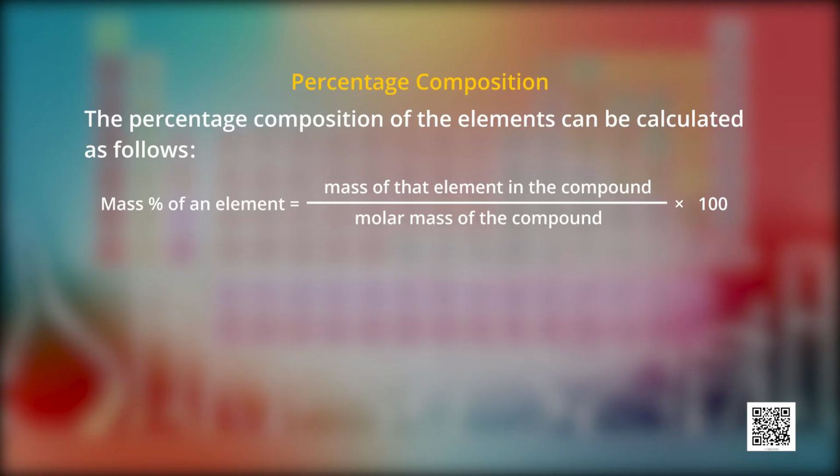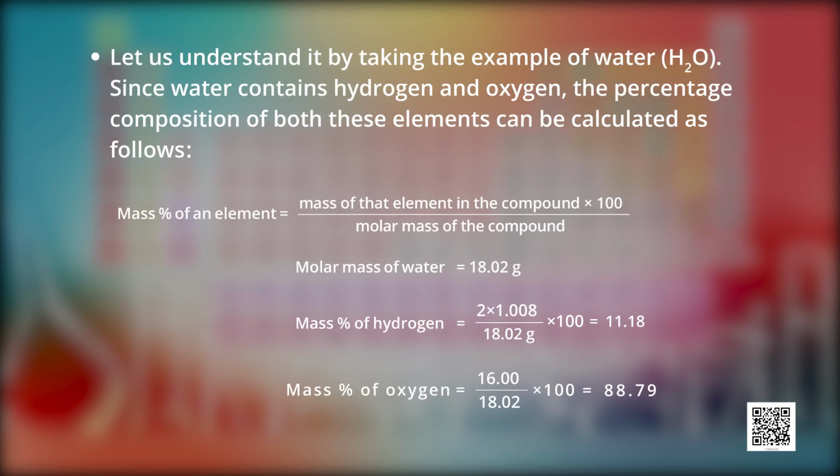Let us understand it by taking the example of water. Since water contains hydrogen and oxygen, the percentage composition of both of these elements can be calculated as follows. Mass percent of an element is equal to mass of that element in the compound divided by molar mass of the compound into 100. Now please look to the screen. Molar mass of the water is 18.02 gram. Now we have to calculate the mass percentage of the hydrogen. First we will write the mass of the hydrogen in the given compound upon total mass of the compound into 100. So here the mass of the hydrogen is 2 into 1.008 divided by 18.02 into 100. It will be equal to 11.18.